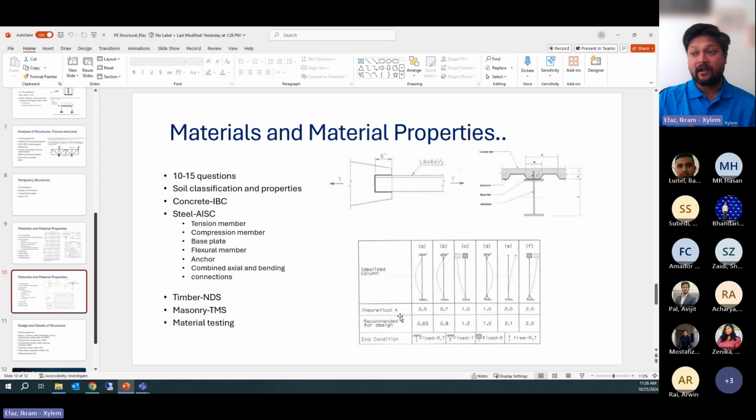You have to know the design of anchor, design the connection, the bolt, the weld, basically everything about AISC. And then just I mentioned timber NDS, masonry TMS. You can even ignore one of those if you don't have enough time. And then material testing. You have to know how the material testing is done. If you just read through any material testing book, that's good enough.